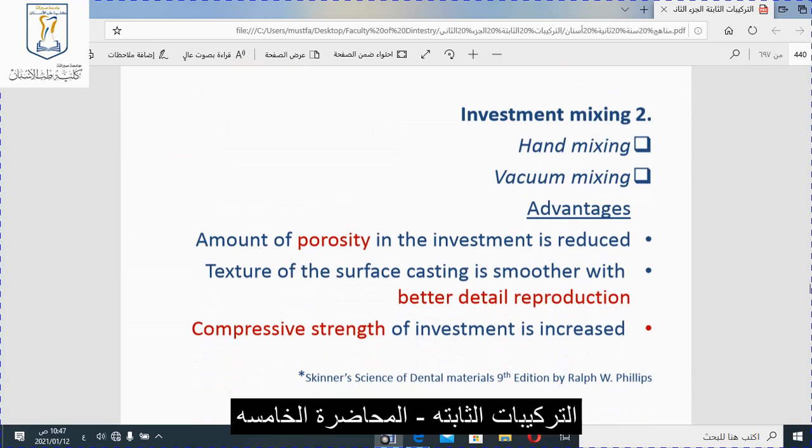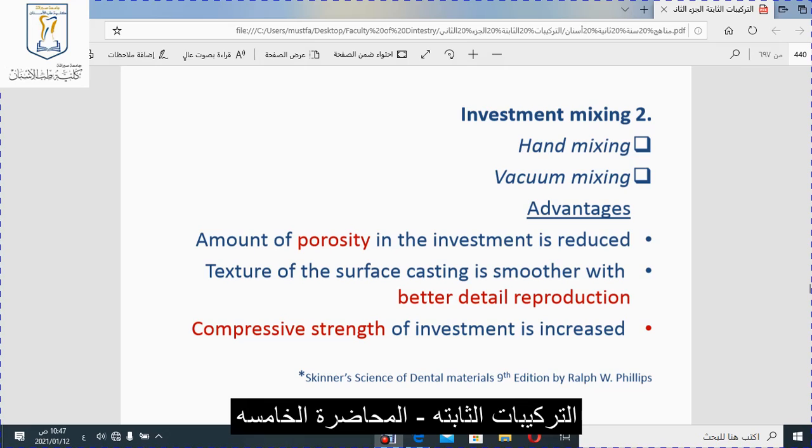Investment mixing is either hand mixing or vacuum mixing. Nowadays vacuum mixing is used because all the bubbles or air can be eliminated by the vacuum. With hand mixing, you have to know there is a specific technique to mix by hand to limit the bubbles inside the investment. When you mix investment, it must be bubble free, because bubbles will cause a rough cast, and a rough cast is difficult to finish, whether on the surface or inside the mold.